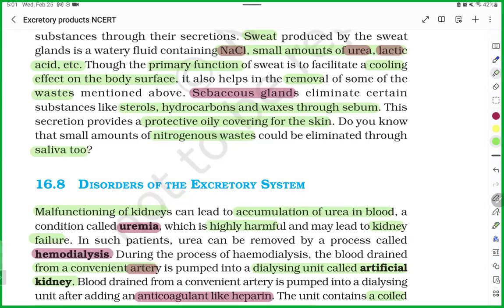You must have felt that your morning saliva has a slightly weird taste compared to normal day saliva. If you felt that, yes, it is because a small amount of urea is present there.